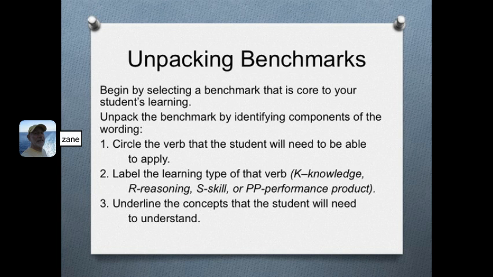When unpacking or more fully understanding what a benchmark is calling for, it may be useful to identify the components of the wording of the benchmark. This can happen in three steps. First, circle the verb that the student will need to be able to apply. Second, label the learning type of that verb. Is it knowledge, reasoning, skill, or performance product? And the third step, underline the concepts the student will need to understand. Let's take these ideas one at a time.